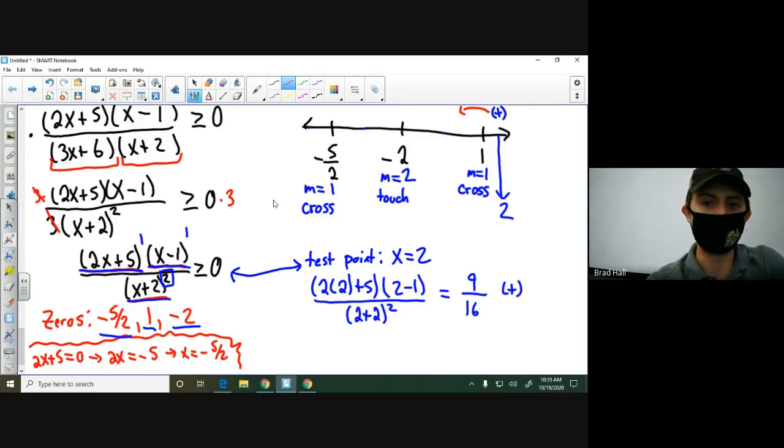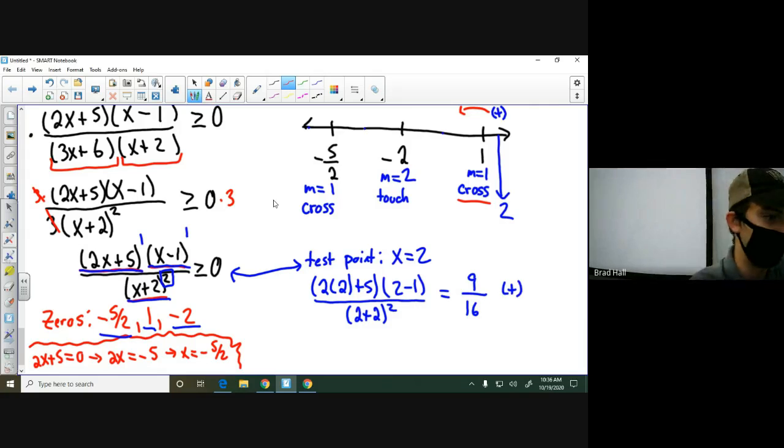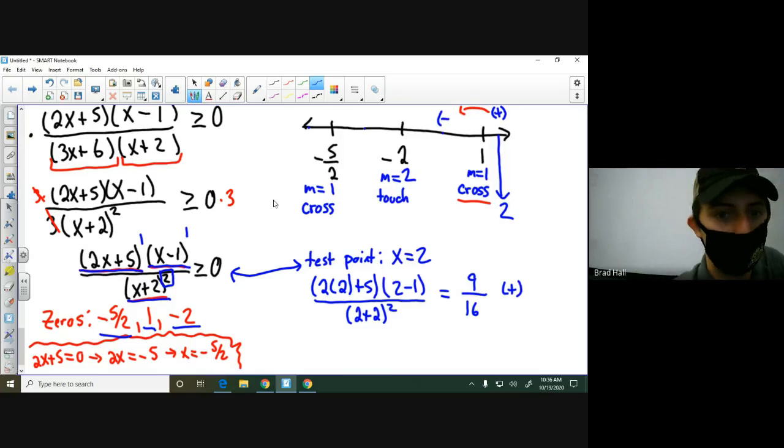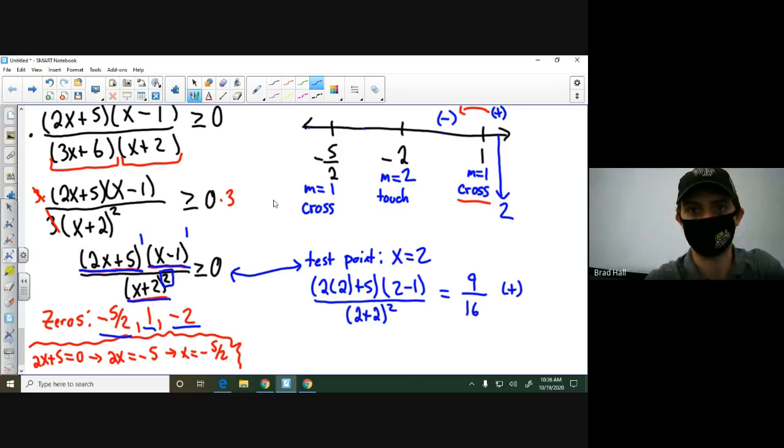So from here, when we cross over, by identifying everything correctly, since crossing over here or moving over means we cross, then the sign has to alternate. So that's how I know that this is a minus without picking a test point.